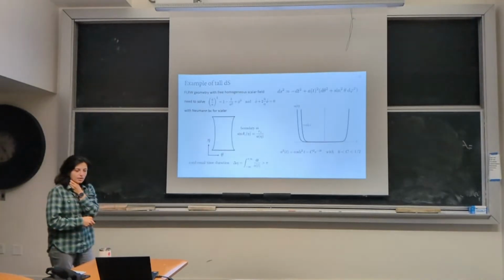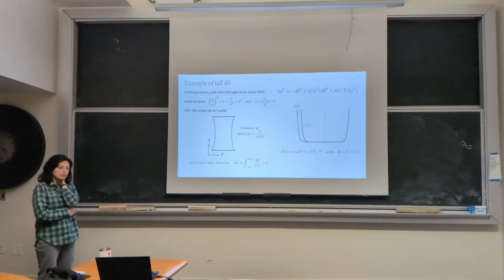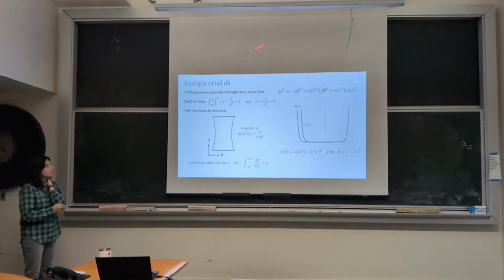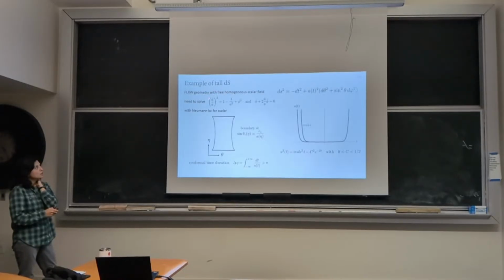And this is an example of such a tall de Sitter space. We can look at the FLRW geometry with some homogeneous scalar field that is free. So we start with this, and we need to solve the joint equation of the scalar field and the scale factor. If there was no scalar field, the solutions of this would be pure de Sitter space. Now, this problem is simple enough that we can solve it analytically, and here is the scale factor.